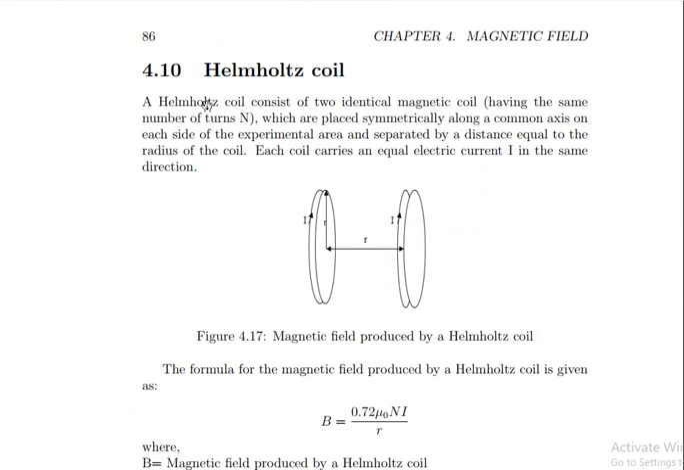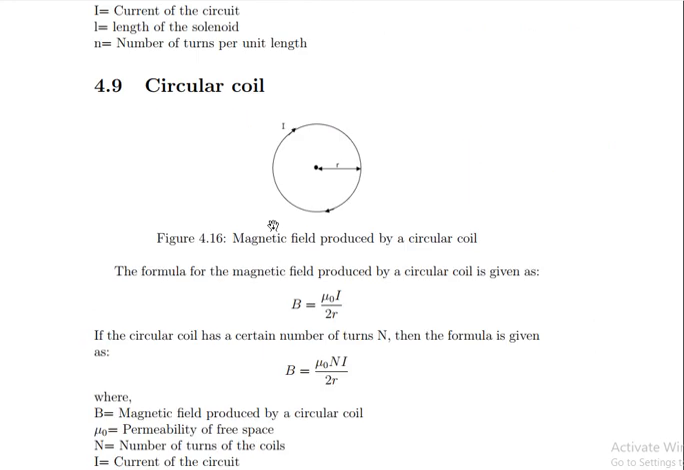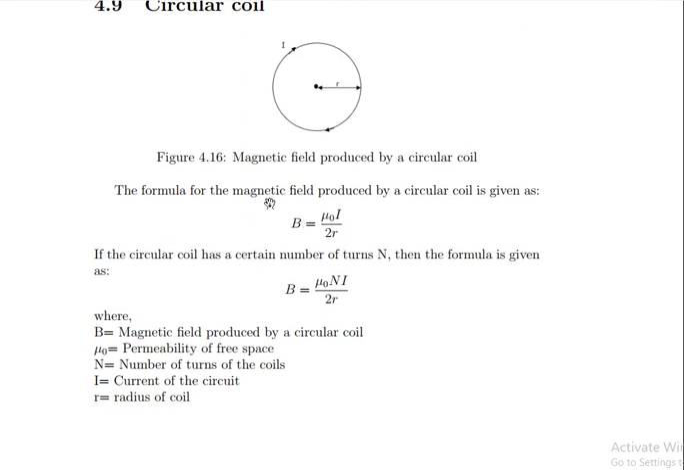Now let's visualize the magnetic field produced by Helmholtz coils. What are Helmholtz coils? A Helmholtz coil consists of two identical magnetic coils, having the same number of turns n. So in this case, for a circular coil with n number of turns, B is equal to mu 0 n I all over 2r.